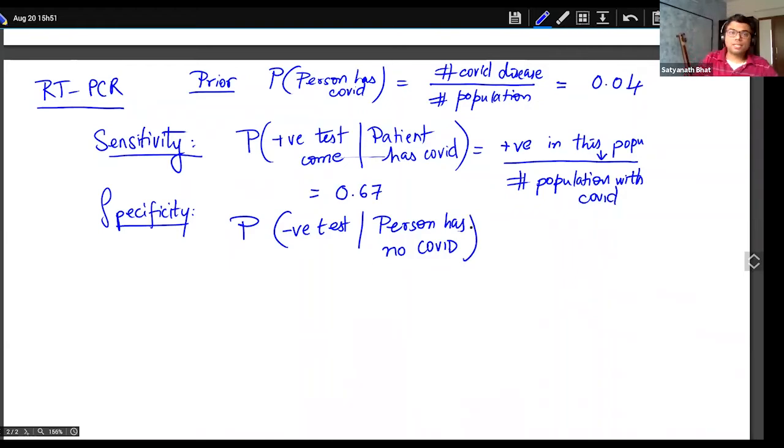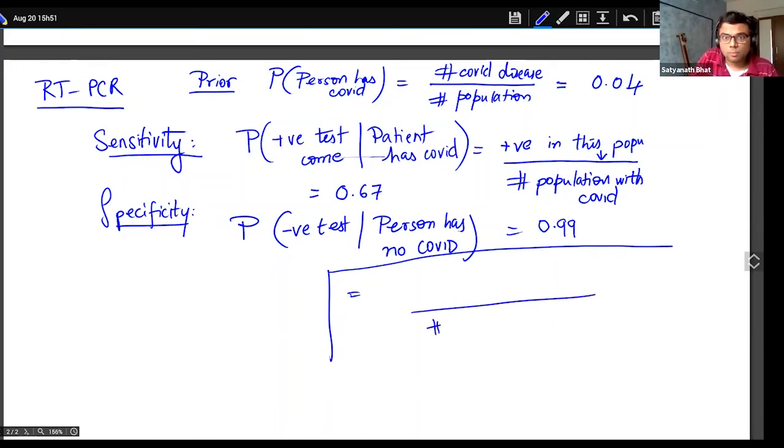Okay, so this is called a sensitivity, and for RT-PCR this number is 99. So if I look at all the people who do not have COVID, right? The formula here, how do you think about it, is this: you look at the total population that is healthy, and then you look at negatives in this population. That means the population which is healthy, and you look at it.